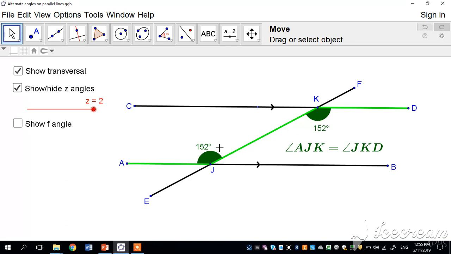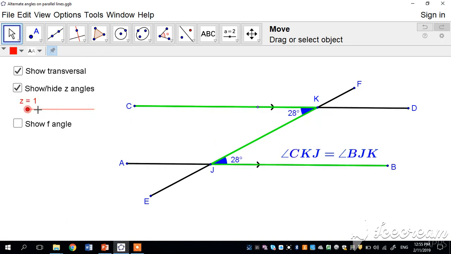So this angle down here is called angle AJK, which is 152 degrees. And this angle up here is called angle JKD, which is also 152, and they are alternate angles on parallel lines.